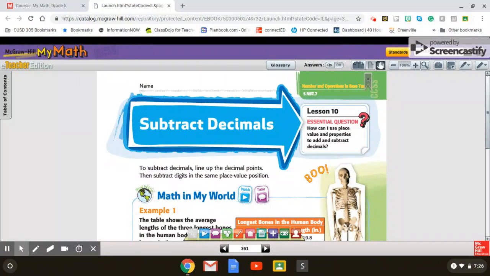Hi, today we are going to be working on subtracting decimals. No longer with the models, without the models now. Okay, so the same rules apply as with adding decimals.